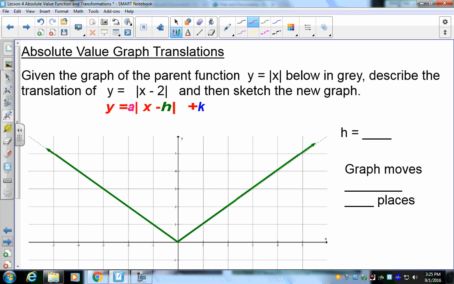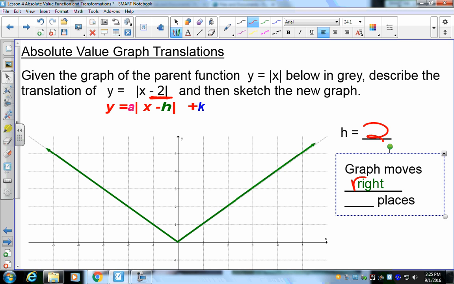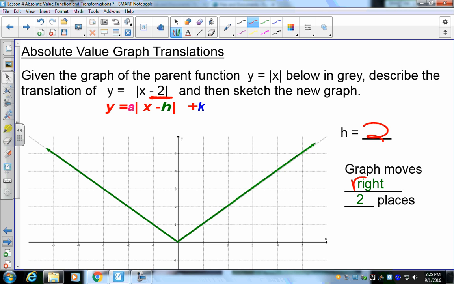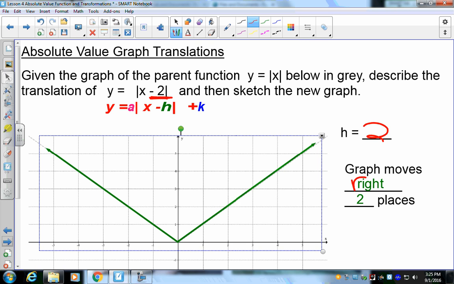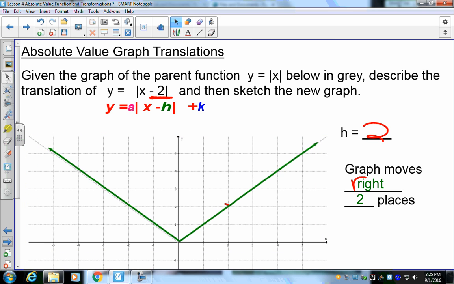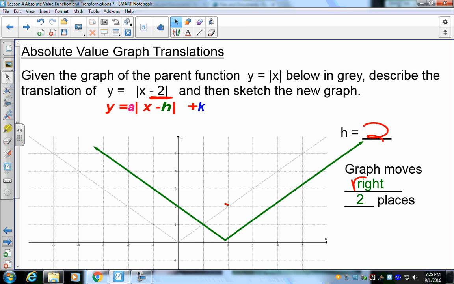So our h value is going to be a +2 because remember, what's inside here is the opposite. So my h is a +2. So my graph is moving right 2 places. Okay? So if I want to graph this, I can take my graph and shift it right 2 places. There's no up or down movement because there's nothing being added or subtracted on the outside. I just shifted it to the right 2 places.